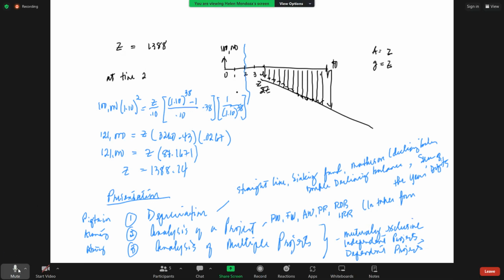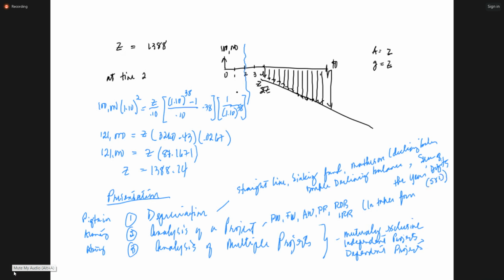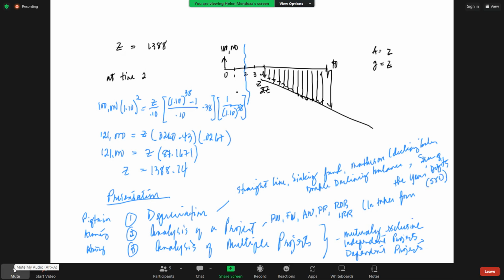Sino pong may tanong? Ma'am, ano po itong nasa dulo ko? Sum of the year's digits. Okay, ma'am. Noted, SYD. Pag ni-research mo, SYD. Madali lang yan, ma'am.